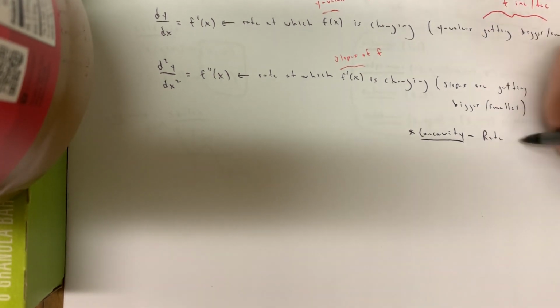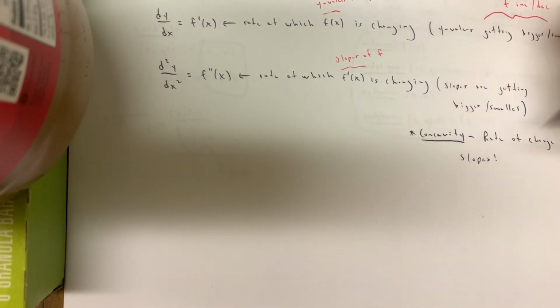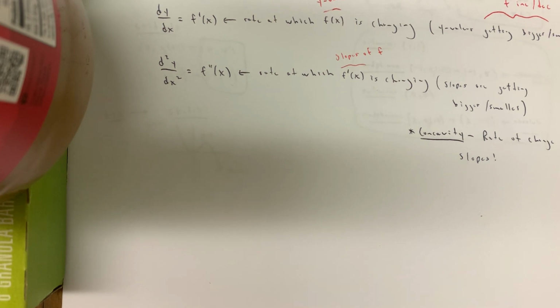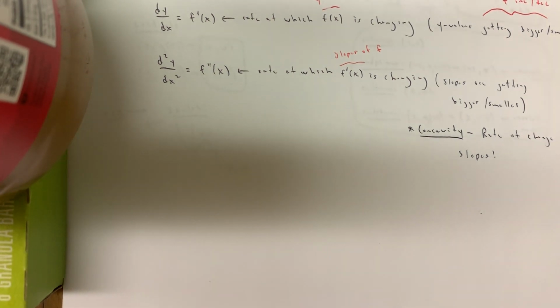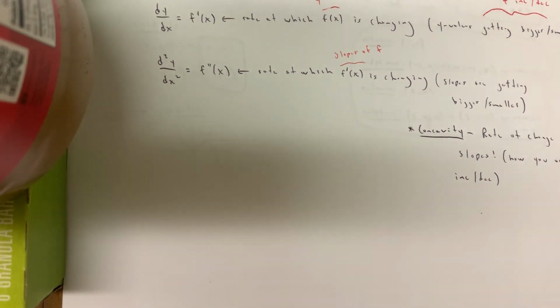Rate of change of slopes. And that's going to kind of tell you the steepness of the graph. It's not going to tell you whether you're increasing or decreasing. It's going to tell you how you're increasing or decreasing. So this is how you are increasing or decreasing. I guess you could say how a function is increasing or decreasing, but we could write it that way, not the worst thing in the world.